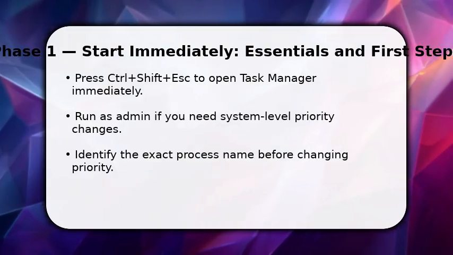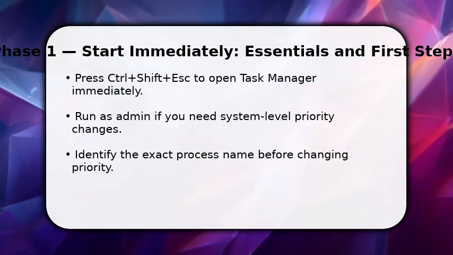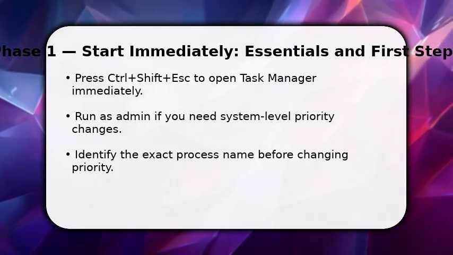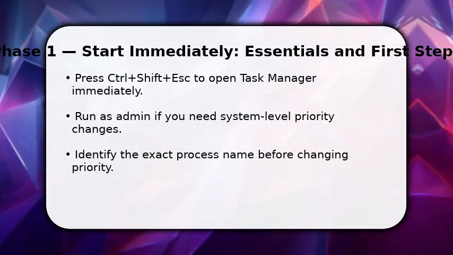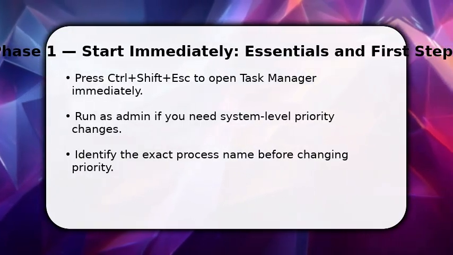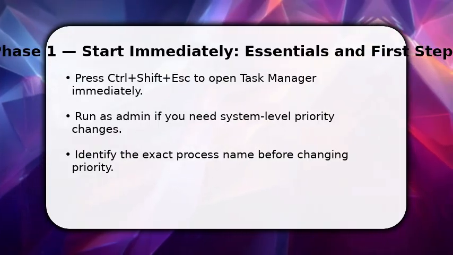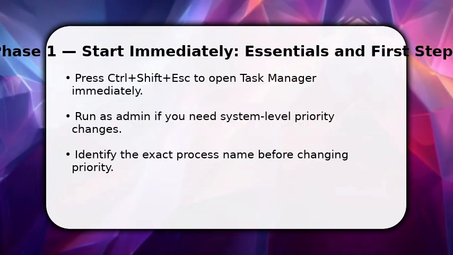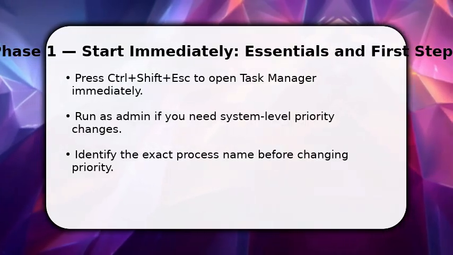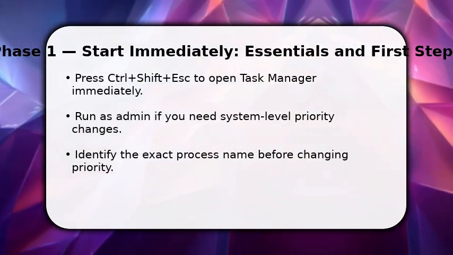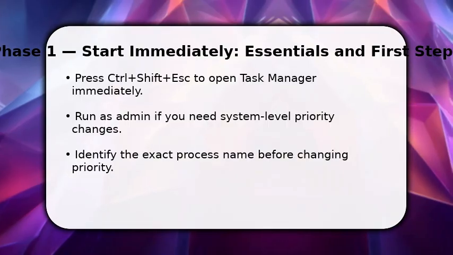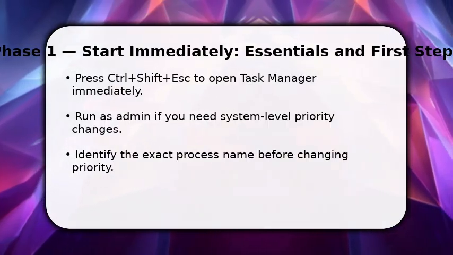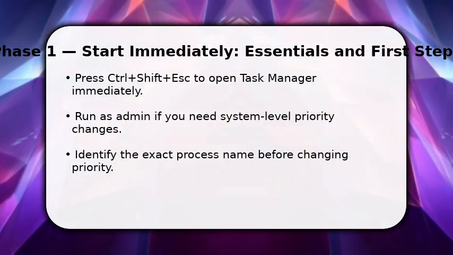You'll start by opening Task Manager now. Press Ctrl plus Shift plus ESC and look at processes. If a program needs deeper control, right-click Task Manager in the taskbar and choose Run as administrator. Once done, scan the list and pick the specific process by name. Don't guess. Make sure to note whether it's an app or background process, because that affects the impact of priority changes. This first step gets you ready to change priorities safely and predictably.